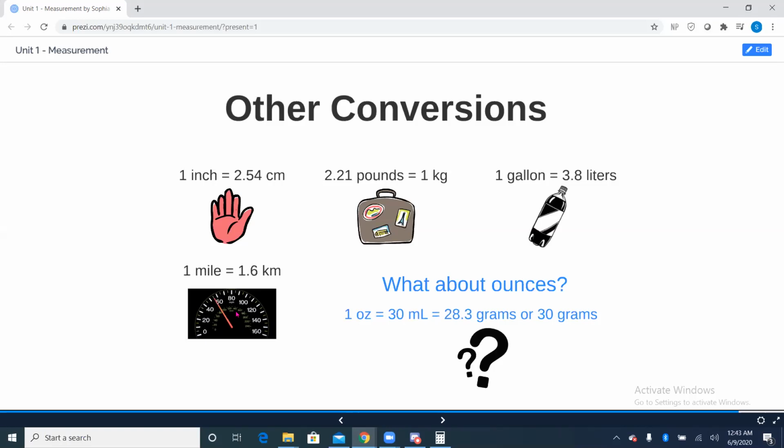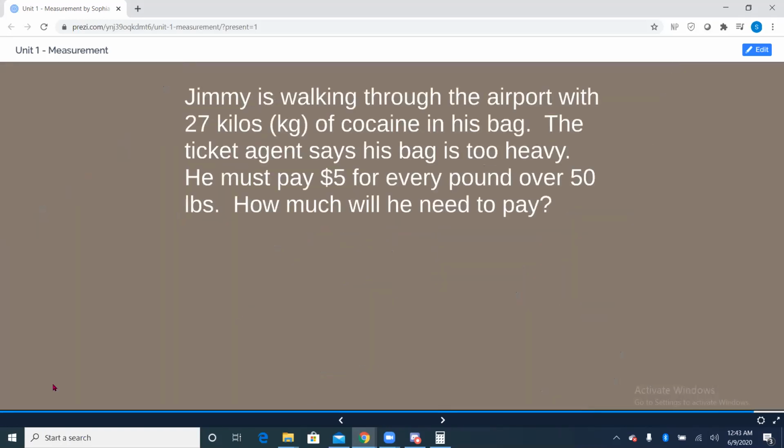We're going to do one more conversion problem to practice the math here. So Jimmy is walking through the airport with 27 kilos, that's kilograms, of cocaine in his bag. The ticket agent says his bag is too heavy. He must pay $5 for every pound over 50 pounds. How much would he need to pay? So we know from the information we were given before that 1 kilogram is equal to 2.21 pounds.